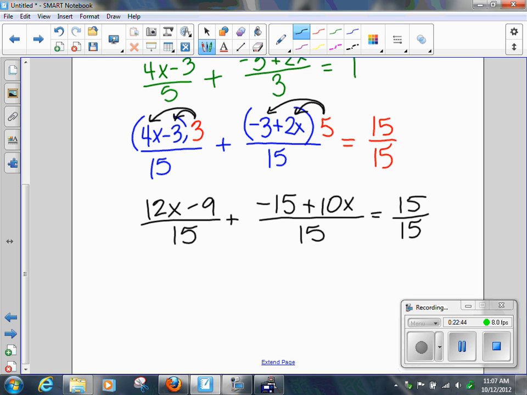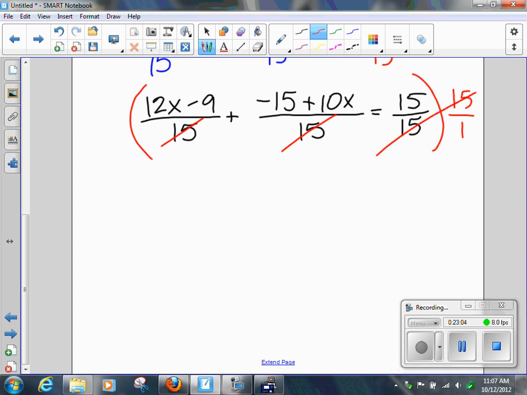Here we go. Eliminators, what am I going to multiply everything by? 15, okay. So my denominators all cancel, don't they?